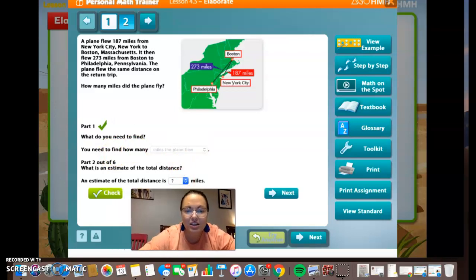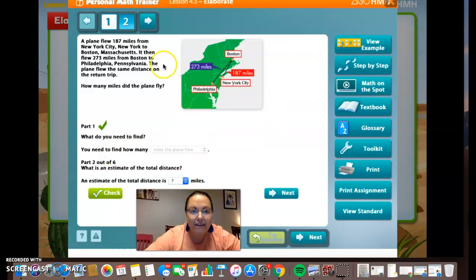Now, let's look. So we know what we need to find. Part 2 says let's make an estimate, okay? So look at our 2 distances. What does 187 round to for the nearest 100? 8's our target number to tell the 1 what to do. So the 1 is going to move up to 2, right? Because 8's on that other side. So 187 rounds up to about 200. 273 also rounds up to about 300. So we've got 200 plus 300. What does that give us as our estimate?